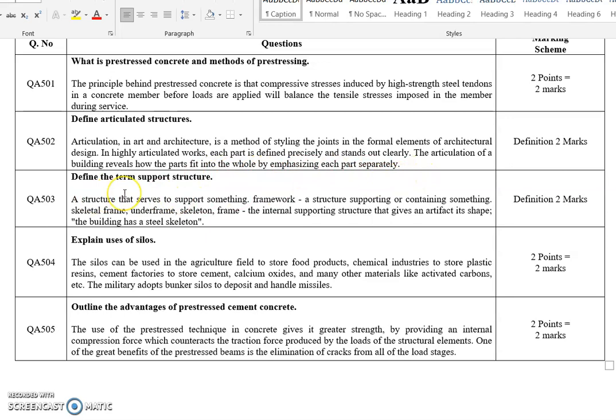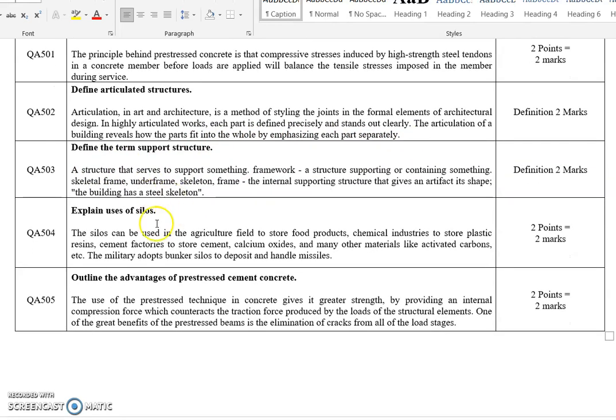Define the term support structures. A support structure serves to support something, a framework, a structure supporting or containing something. The skeleton frame or underframe is the internal supporting structure that gives an artifact its shape. So the building has a steel structure.